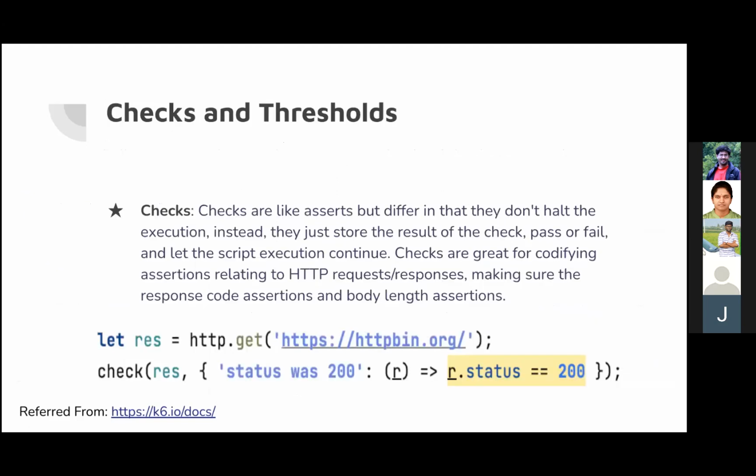So now we'll go into checks and thresholds. Checks are nothing but, like I have already told you, mostly an assertion. You can assert the response code, body, or length, everything you can assert here. And this is the syntax for using check. Everything in hands-on, I will show you how we have implemented, but this is the syntax for doing the checks.